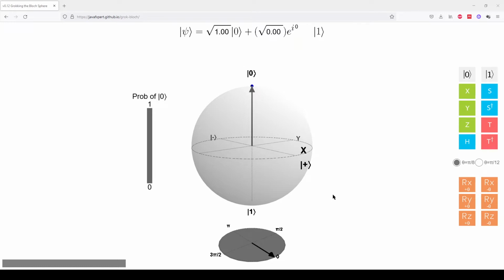And so, as I said before, when Q0 is 0, then it won't change Q1. So note that the order of these states is Q0, Q1 inside the brackets. When Q0 is 1, then Q1 is swapped. 1 becomes 0, 0 becomes 1.